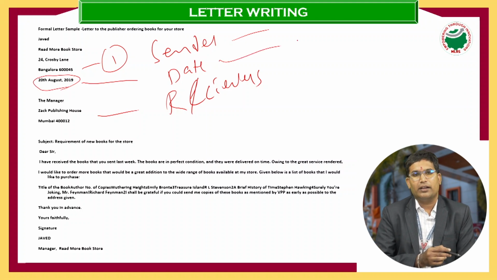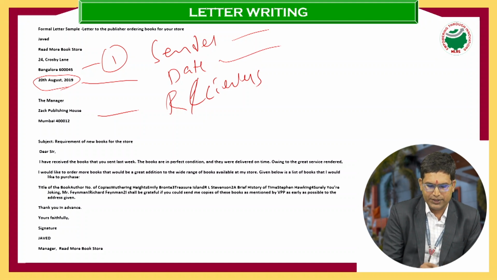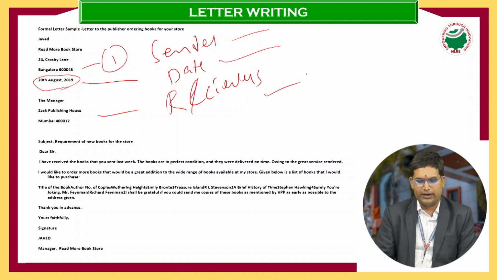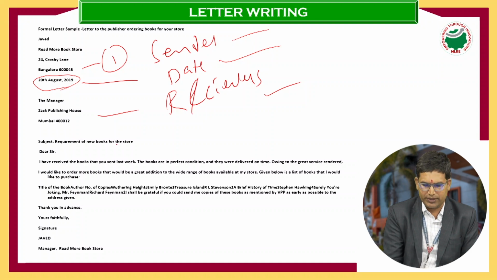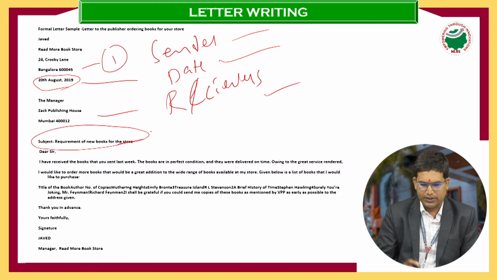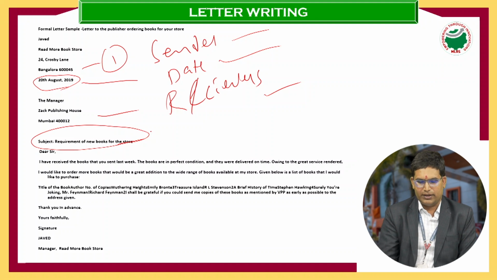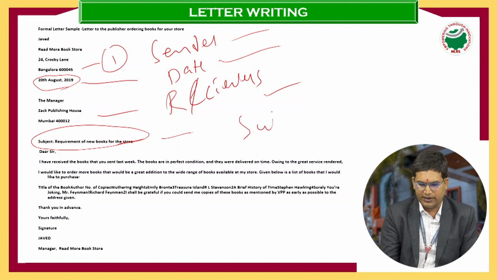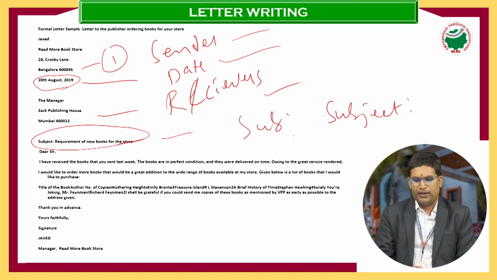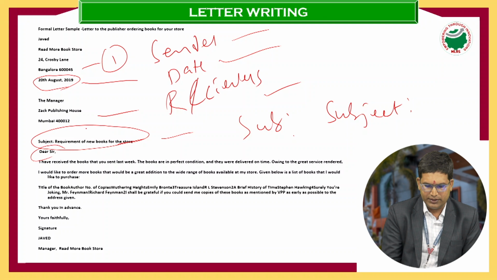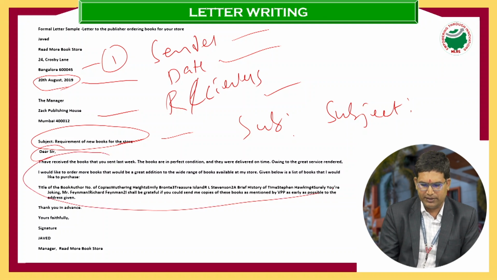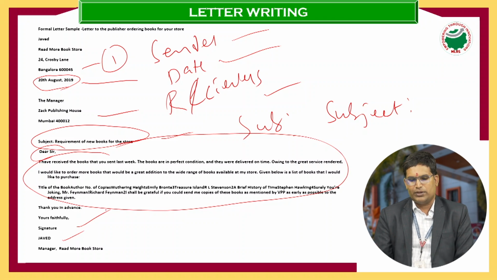And who is the receiver here? The manager, JAG Publication House. He is the receiver right now. Then what do you mention? Subject: requirement of new books. Some will write SUB or some will write SUBJECT. And then salutation. Here we have the body of the letter, complementary clause, and name and signature. So these are the basic elements we have discussed, included in letter writing.